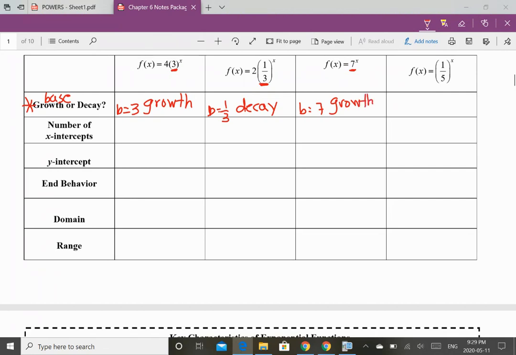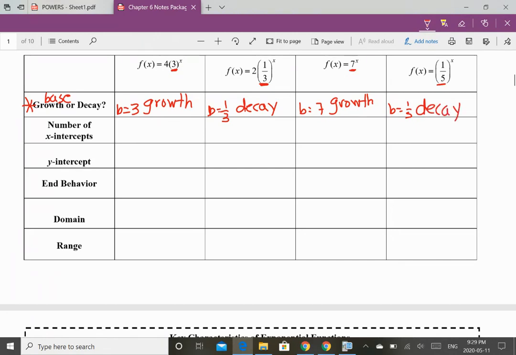And finally, our last one, f of x equals 1/5 to the power of x. So our b value there is 1/5. 1/5 is between 0 and 1. So this would show exponential decay.